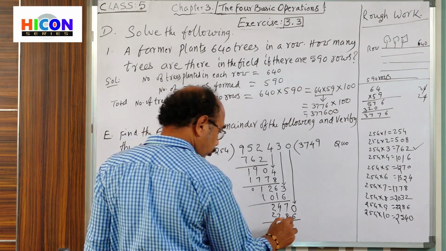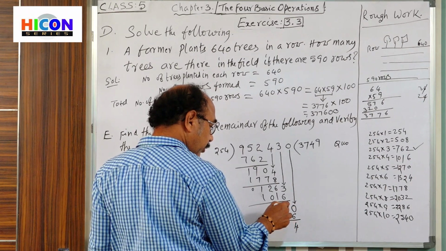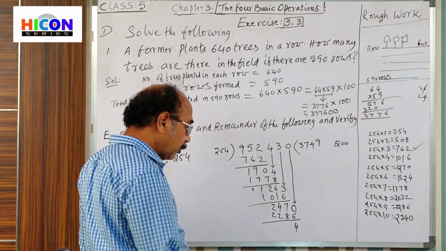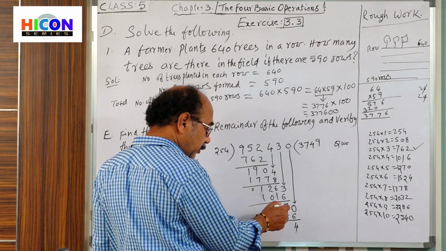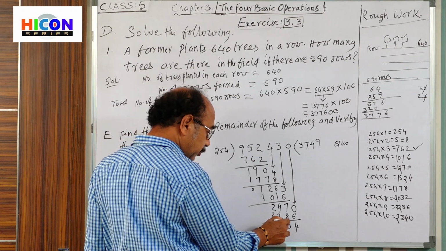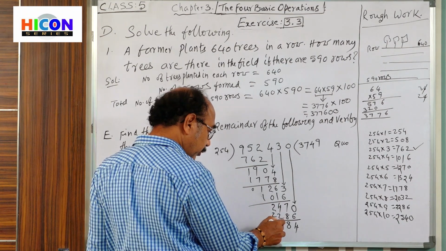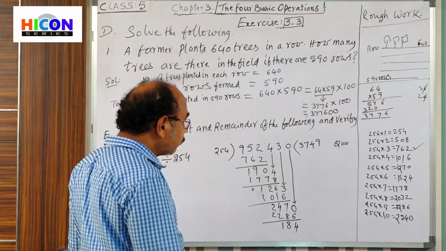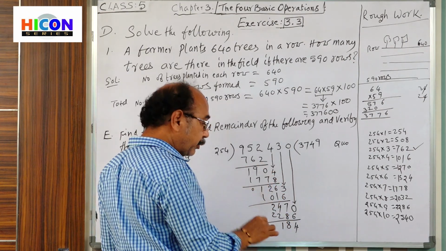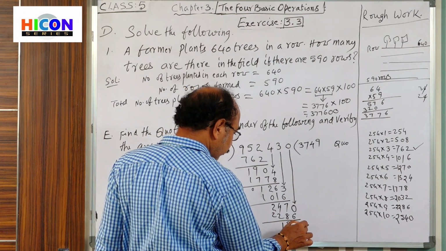Subtract. 0 minus 6, borrow, now 10 minus 6, 4. Here borrow, you got 6. From 6 we can't subtract 8, so borrow from the place before. Then 6 becomes 16. 16 minus 8 is 8. Okay, children, 16 minus 8 is 8. Now here 3 is there, 3 minus 2, 1. This is the remainder. All digits are over, no digit to bring down. So the division is completed. This is what, 184 is the remainder.